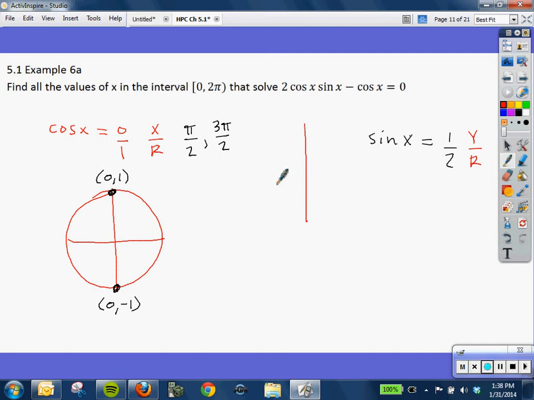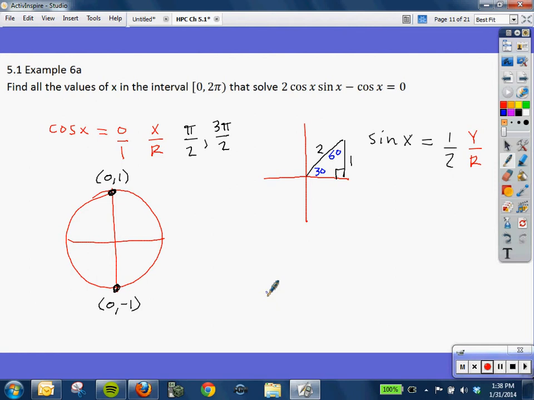I'm going to draw in the first quadrant here a y value here that's 1 and an r value of 2. We know we're in the first quadrant there because y is positive, right? And so what kind of a triangle is that? 30, 60, 90 triangle.